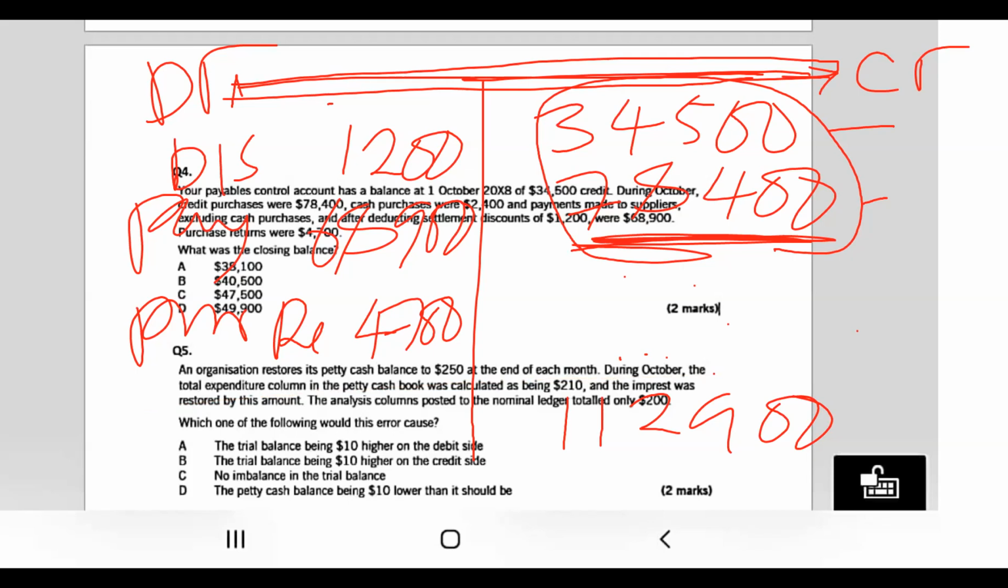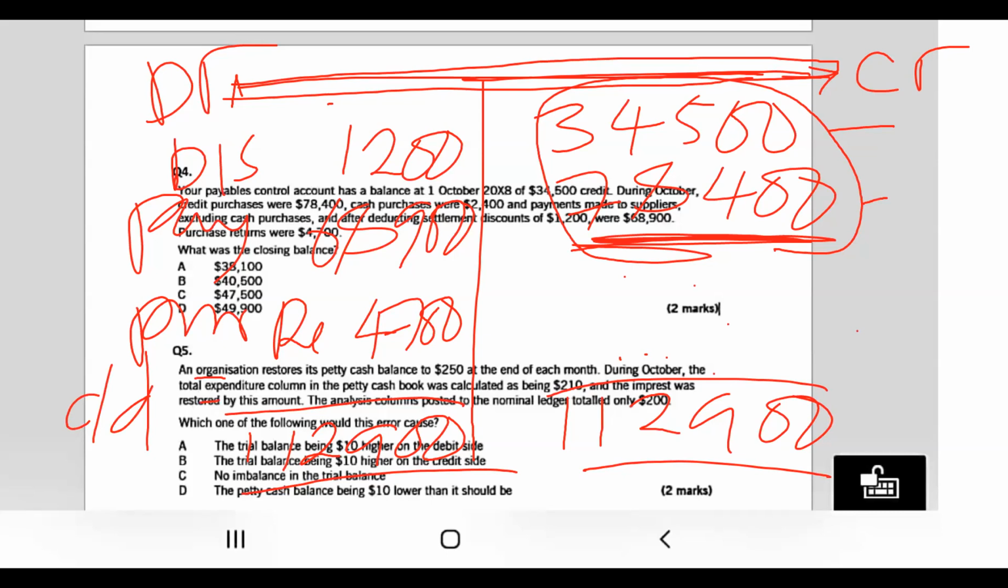So we have to write the totals on both sides. Then the difference, which will be the balance carried down, right? Balance carried down. Yes. The balance carried down, which is 38,100.